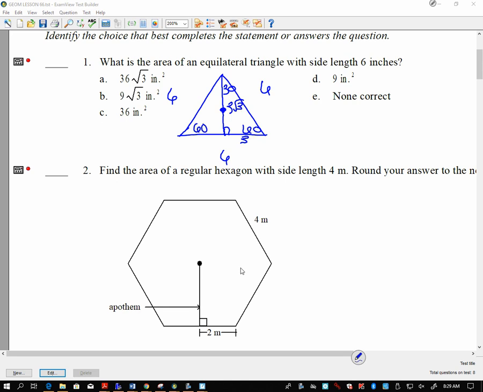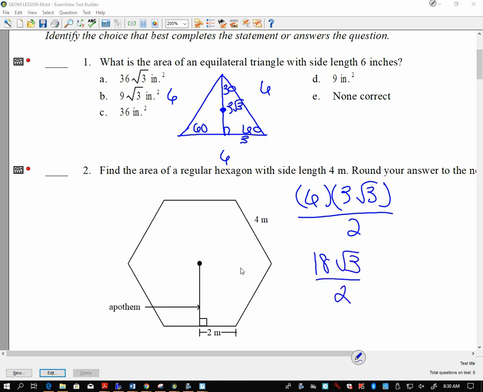So I know what the height is, and I know what the base is. Can I find the area of the triangle? It's base times height divided by 2, right? What was the base of this triangle? 6. What's the height? 3 radical 3, very good. Divided by 2. What's 6 times 3 radical 3? Good, 18 radical 3. 18 radical 3 divided by 2 equals 9 radical 3.